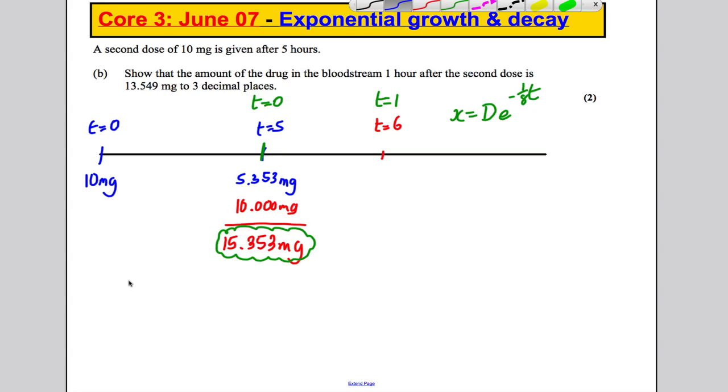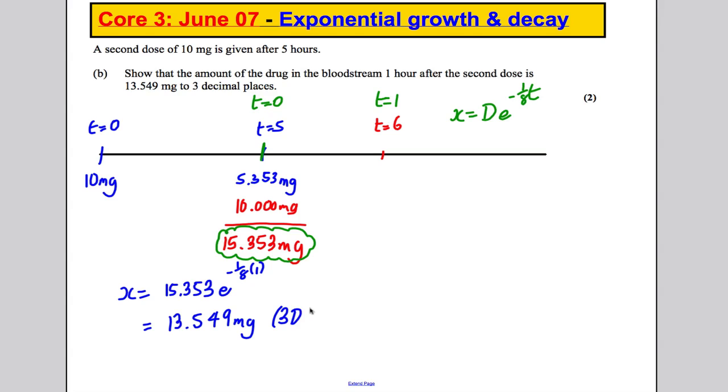So let's try this. X would be 15.353 e to the minus an eighth times 1. Tap that in your calculator, and you would get 13.549 milligrams to 3 decimal places. The key with this question was a little picture to describe what was happening, and it makes it a lot easier.